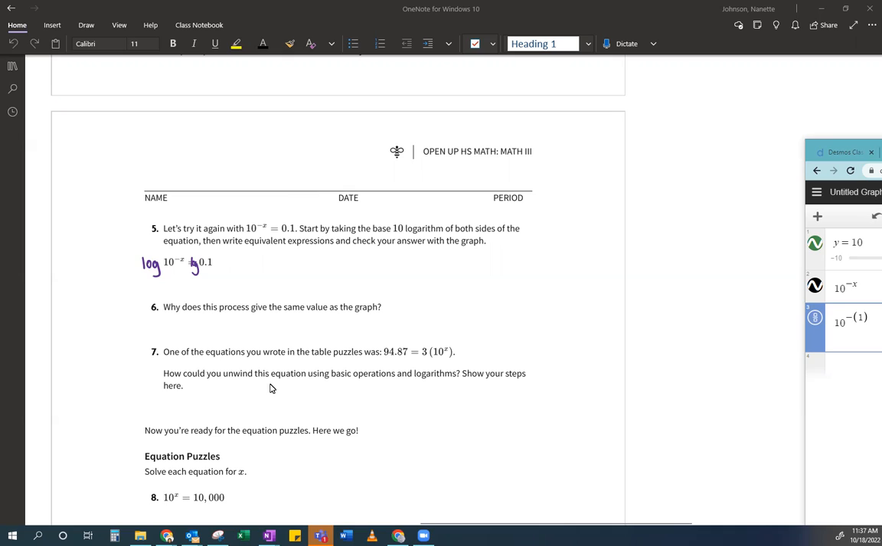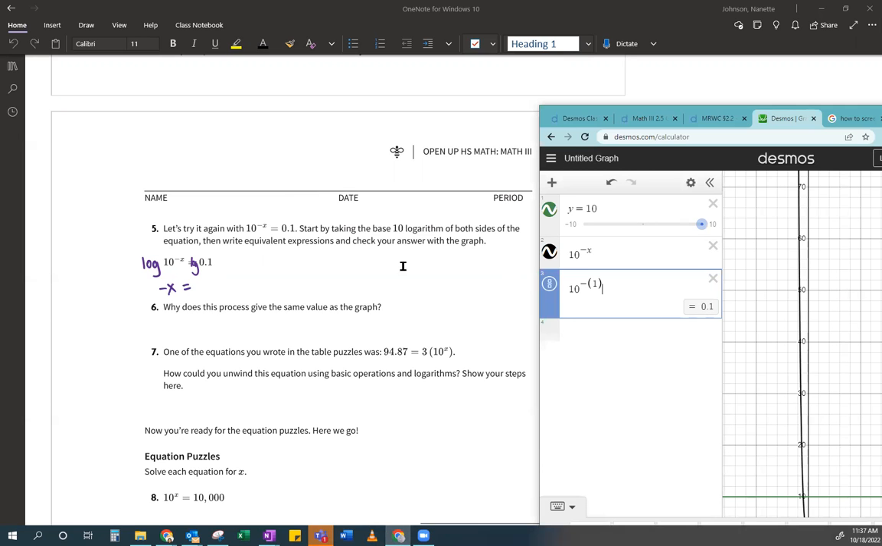Yeah, this is negative x. And this one looks weird, log of 0.1, but be assured you can just plug that into your calculator and it'll tell you the answer. But I want to remind you that 0.1 is really just 1/10. Log of 1/10 is just -1. So if the opposite of x is equal to -1, x is just equal to 1.